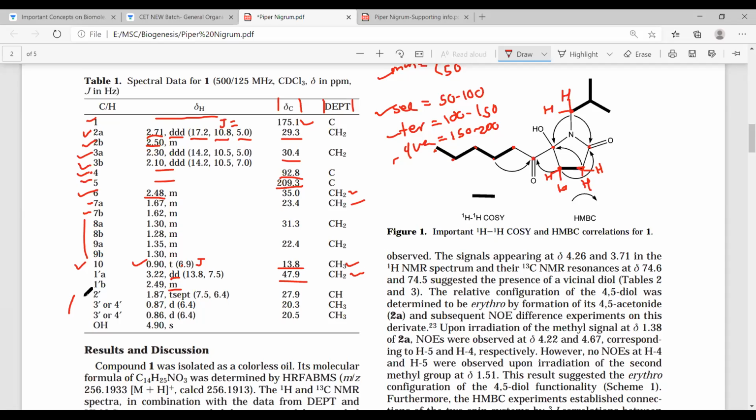Then what about the 2 dash? Where is the location of 2 dash? Now here. How many protons are there? Only 1 proton, which gives a septet peak with 2 coupling values, and the carbon 13 value is 27.9. It is CH. Then 3 and 4 dash are both almost equivalent. Doublet. The carbon 13 value is 20, and both are CH3.